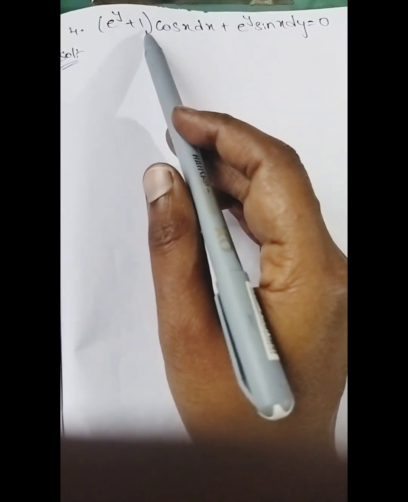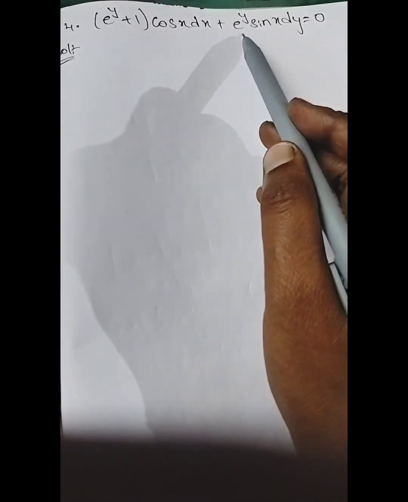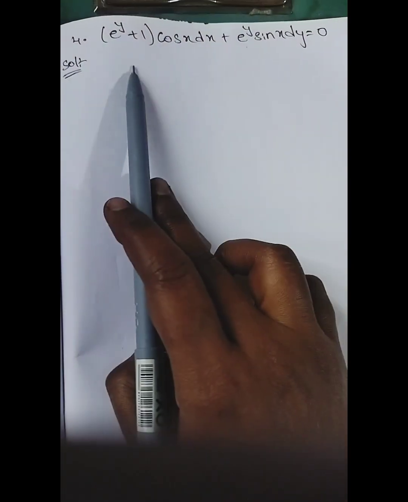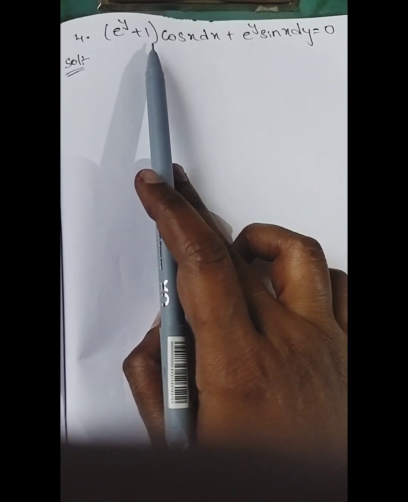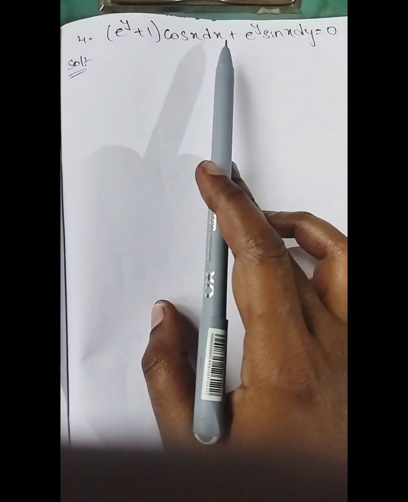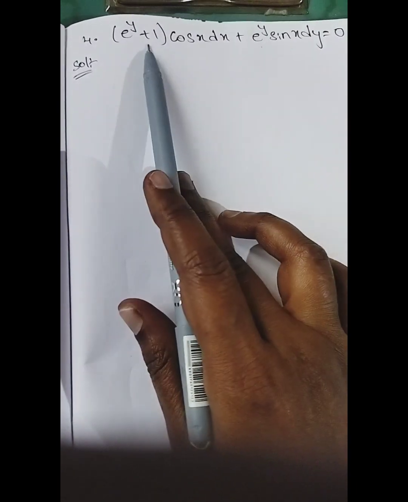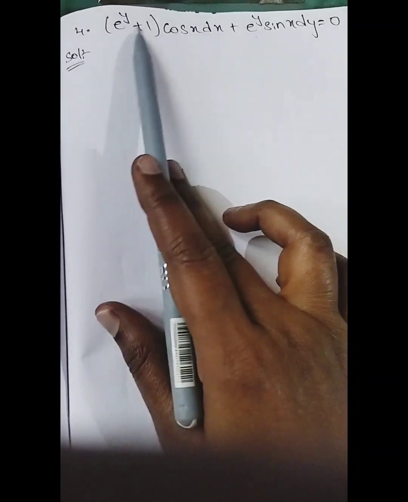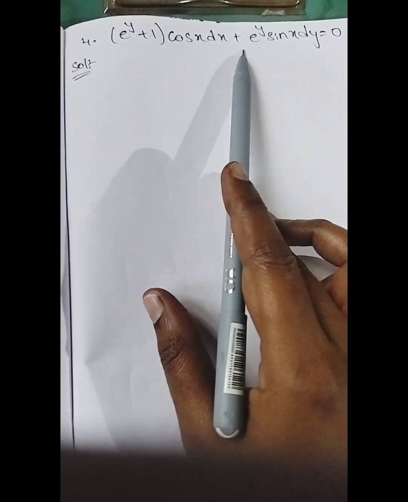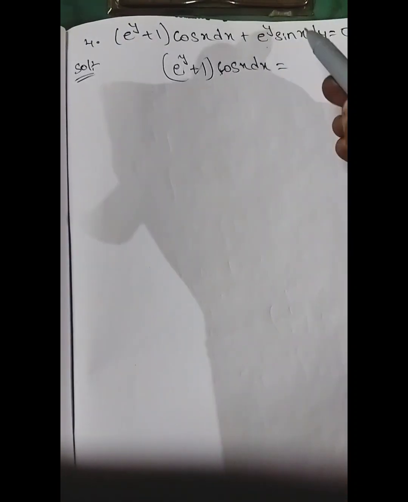Fourth sum, e power y plus 1 into cos x dx plus e power y sin x dy equal to 0. So same as usual, we have to check first whether x, dx terms and y, dy terms are separated or not. So here we can see in the first term e power y plus 1 is a y term. So this is not in the form of x dx and y dy terms. We will take this term, as usual, to the right hand side. So e power y plus 1 into cos x dx equal to, if we take this term to the right hand side we will get minus e power y sin x dy.